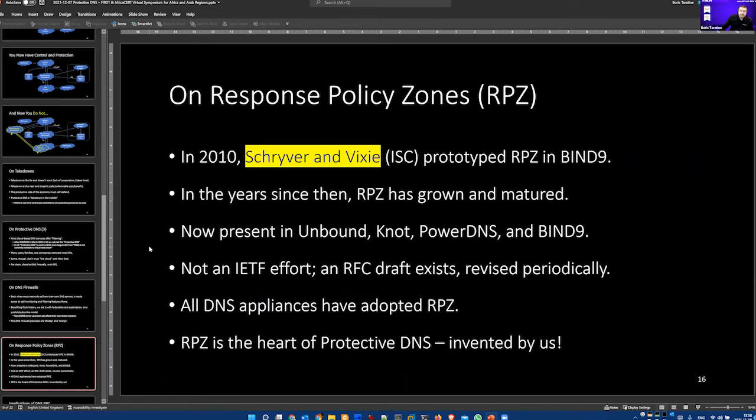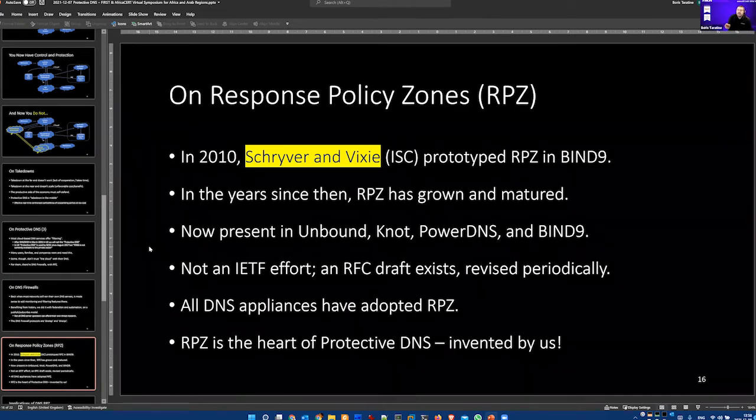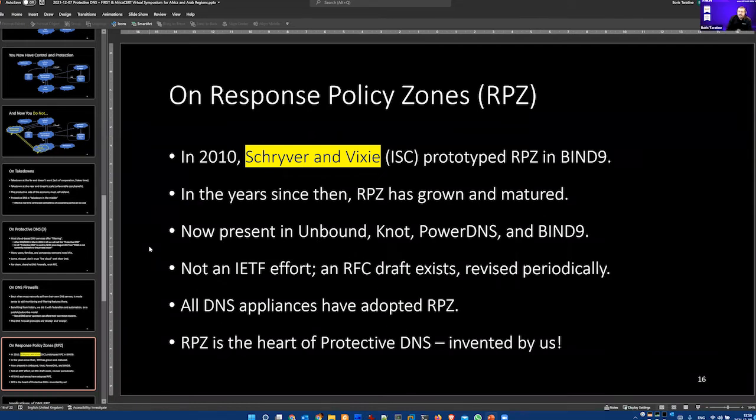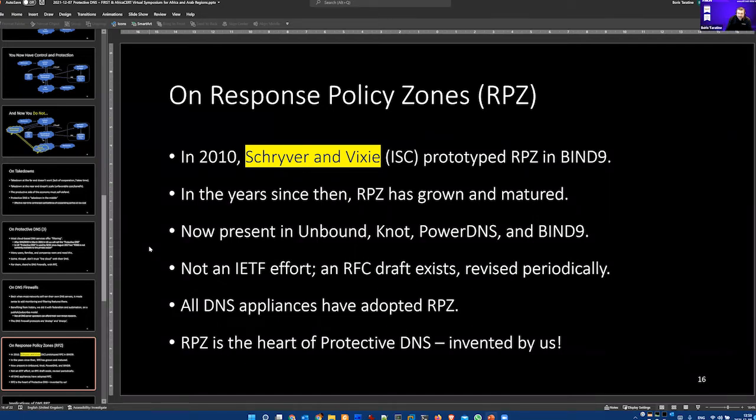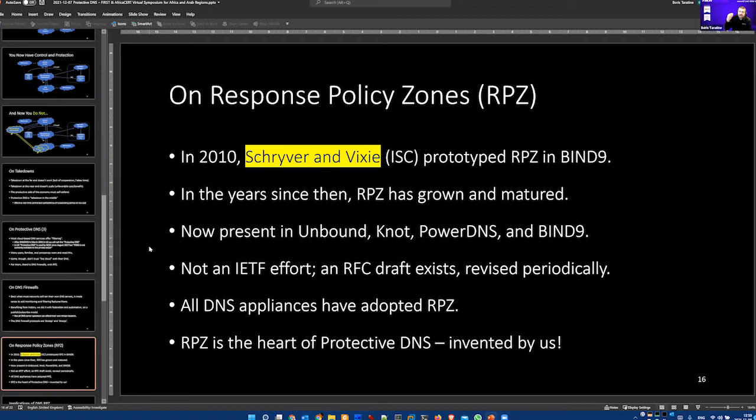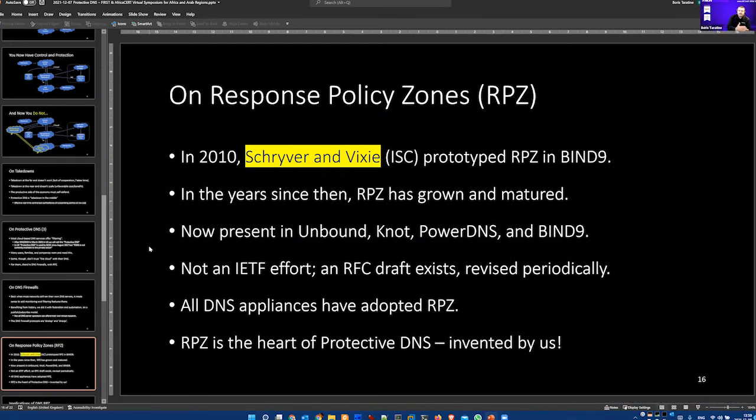Okay, let's talk a little bit about RPZ. RPZ here, RPZ there. It was invented by us, by Dr. Paul Vixie, who couldn't attend today, who is a co-author of this presentation, and Mr. Schryver, back in 2010. They were at ISC at the time, Internet Systems Consortium, and they prototyped RPZ, and now it is in BIND DNS. BIND is open source, RPZ is a free feature. And it has matured since then for 10 years.